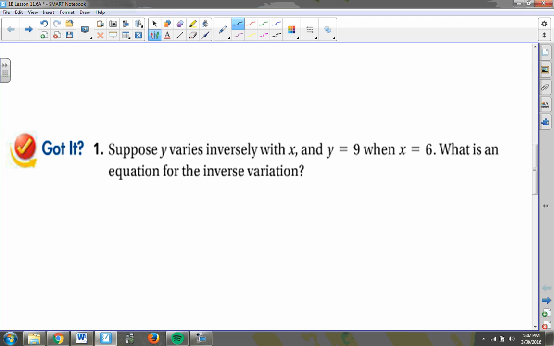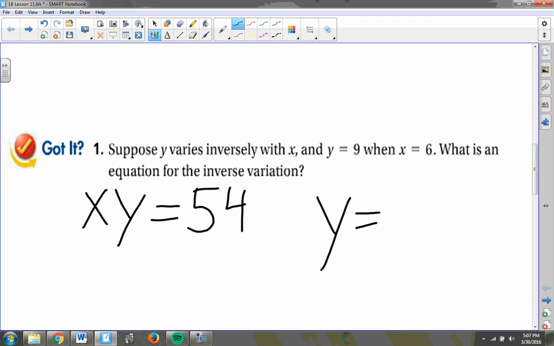Okay, 9 times 6 is 54. So one version would be x times y is equal to 54. The other version, y equals 54 over x. Okay, easy enough. Writing inverse variation equations is not very hard. Not too hard at all, really.